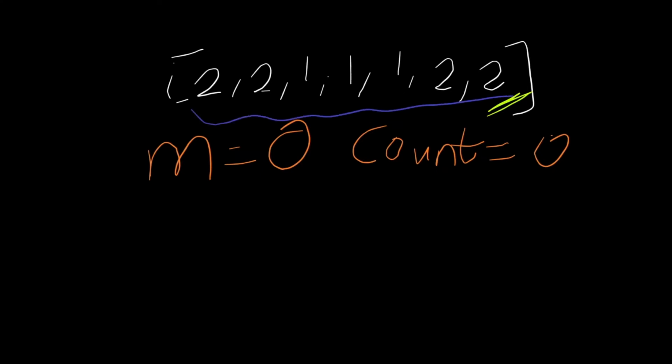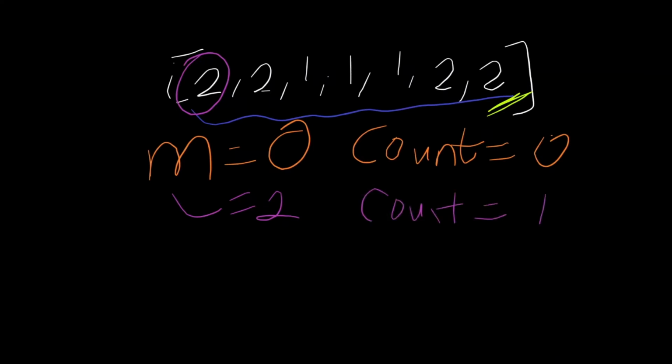So let's start at the very first item in the array, and now we check, okay, is our count equal to 0? And it definitely is, because we've not done anything yet. So that means that our m, since our count is equal to 0, our m, which is the element basically, is going to be equal to 2. Now our count is going to be incremented to 1.